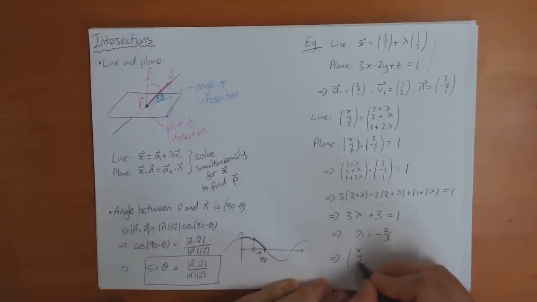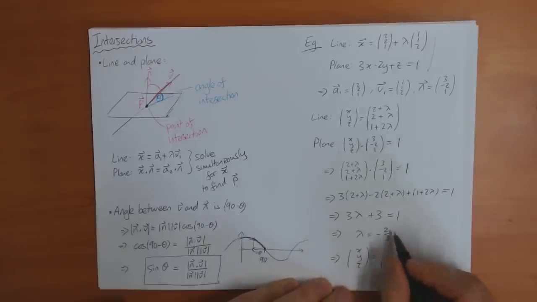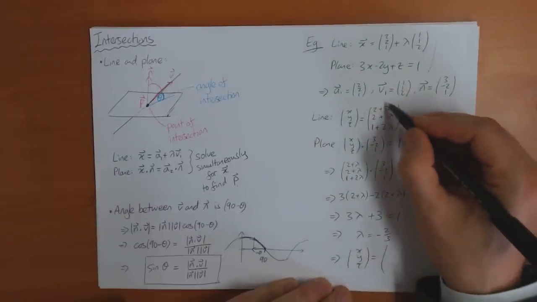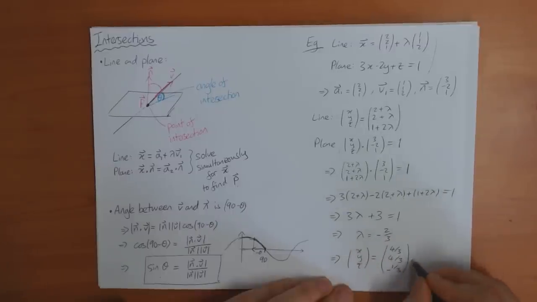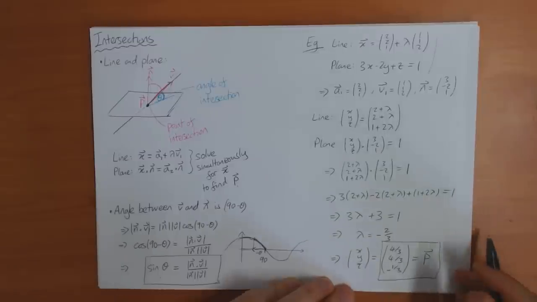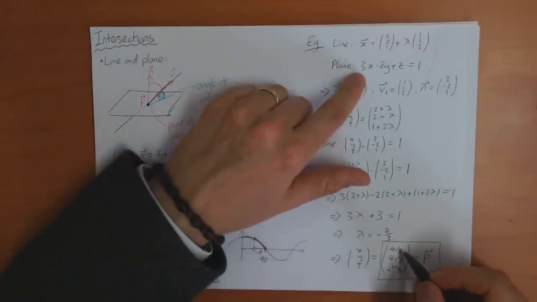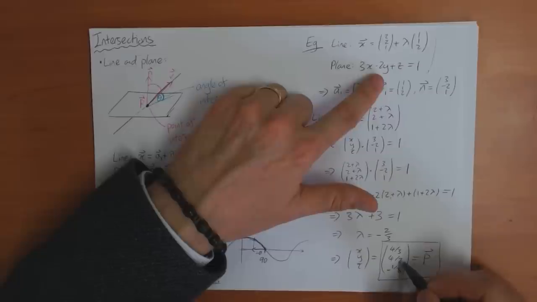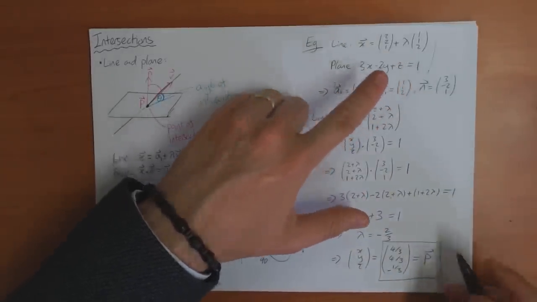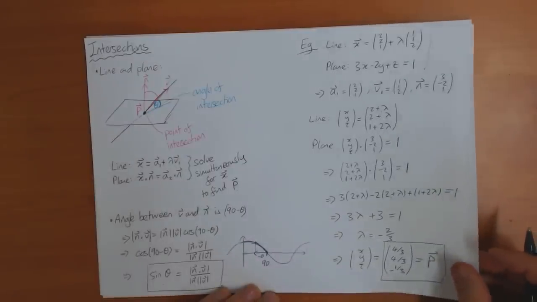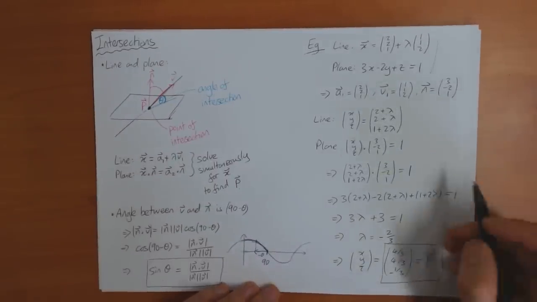And then finally, I just put this back into the equation for x, y, and z. So 2 plus lambda is 4 thirds, and 1 plus 2 lambda is minus a third. So the equation of the point P is this. If you want to check, you can quickly check that it satisfies the plane equation. So 4 thirds minus a third equals 1, which is right. So that's good.